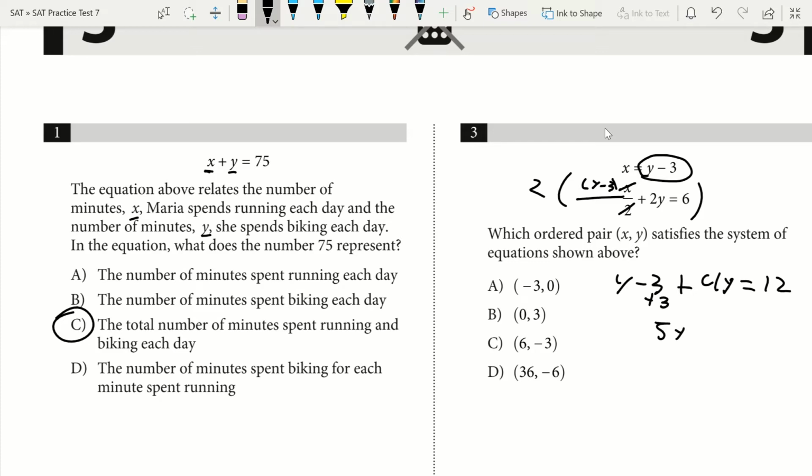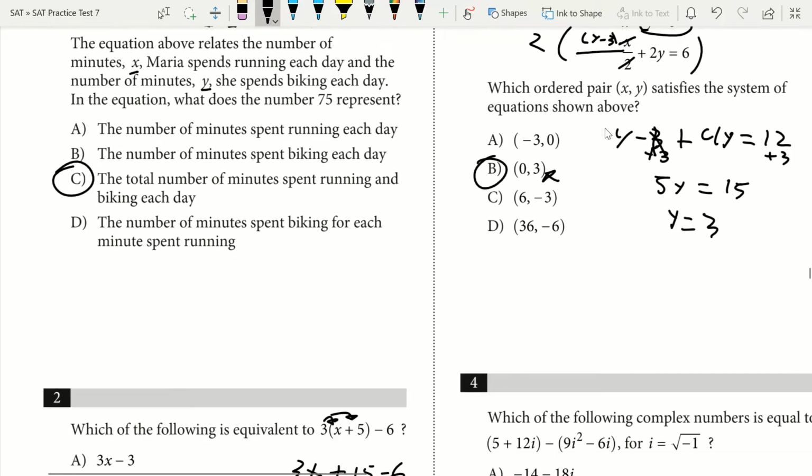I'm going to go ahead and add this 3 to each side to get rid of it. So now I get 5y equals 15. I divide each side by 5, and I get y is equal to 3. The only answer choice with 3 and y is answer choice B, so that'll be my answer there.